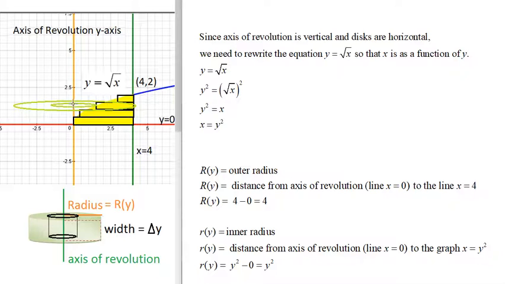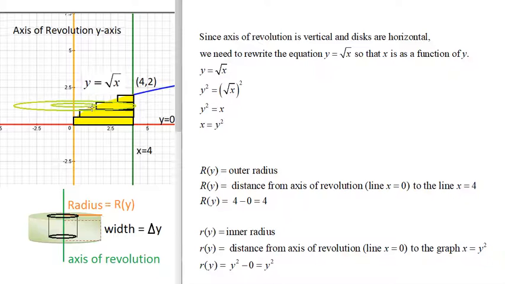And so the outer radius is the distance from the axis of revolution to the line x equal to 4. To get the outer radius, we'll do 4 minus 0. So 4 minus 0, and we get 4.